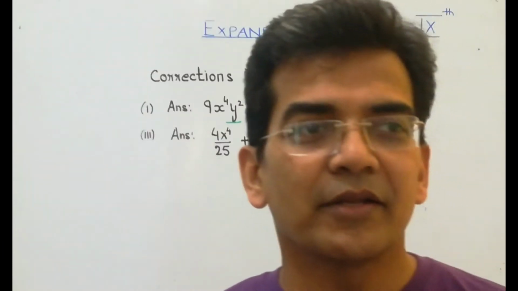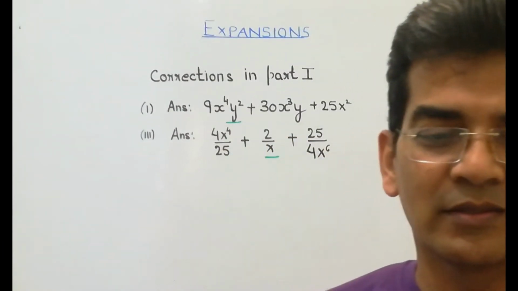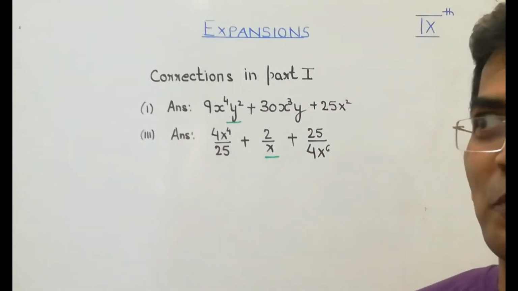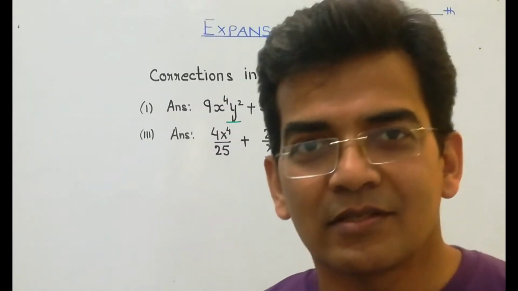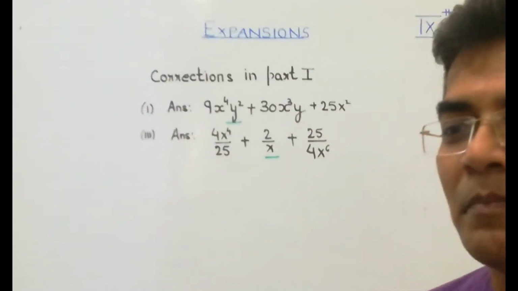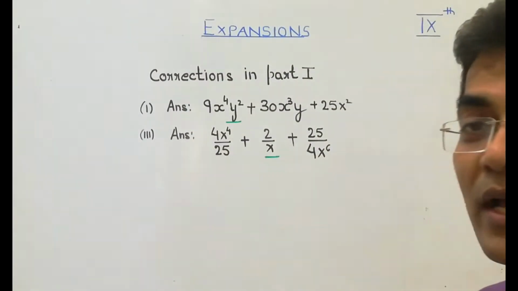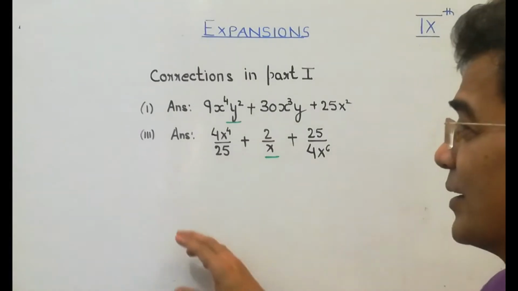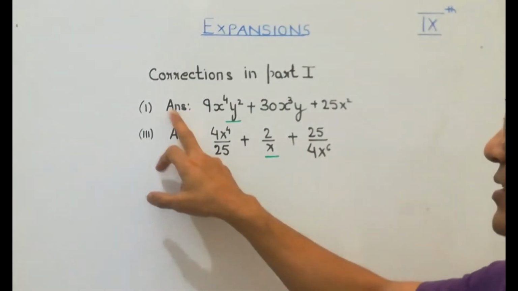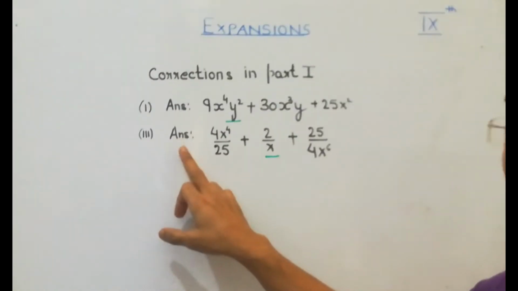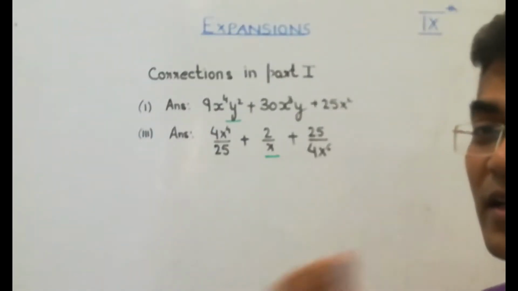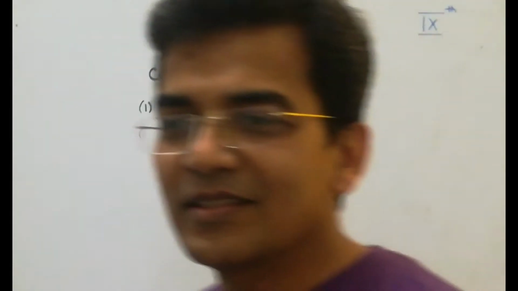Now, before starting on to the next exercise, I would like you to make a few changes in the answers of the previous exercise. By mistake, there were two errors, so you can kindly change those errors. In answer number 1, there was an error over here, and in answer number 3, there was an error. So please make these changes in the answer.